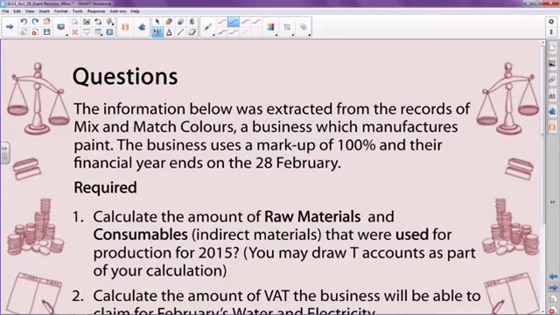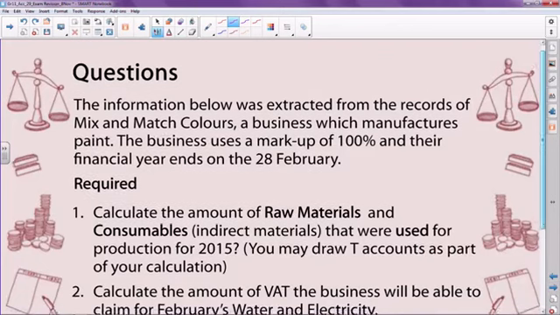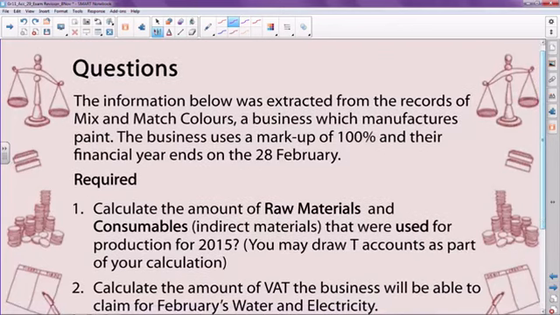Right, I'm going to start by looking at the information given, and then we're going to go to the actual questions. So the information that is given to us, the information below was extracted from the records of Mix and Match Colors, a business which manufactures paint. The business uses a markup of 100% and their financial year ends on the 28th of February.